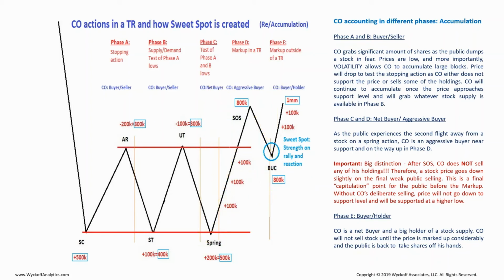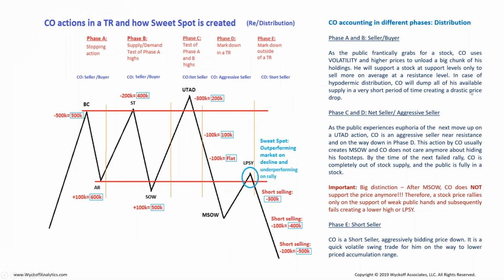Let's look at the distribution. And the same behaviors by institutions here. So their goal now is to get rid of 1 million shares. How would they do this? Well, they want to do this on the points of excitement, right? So for instance, into the climactic run, they can sell 500,000 shares, get rid of half of the position. Maybe they're even selling on the way down.